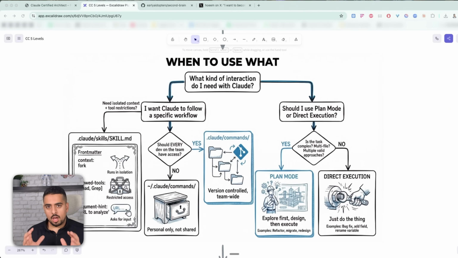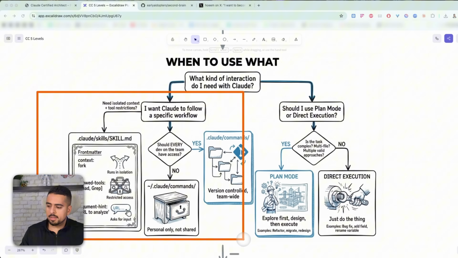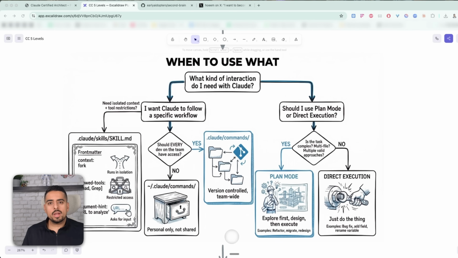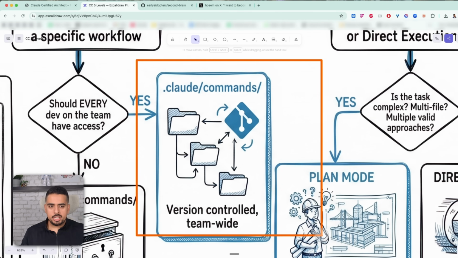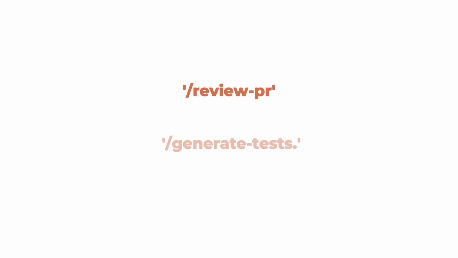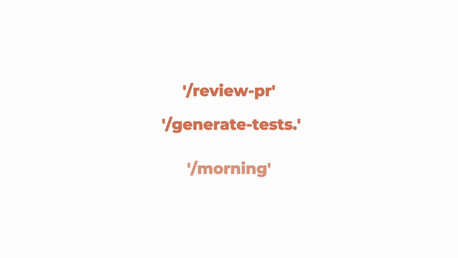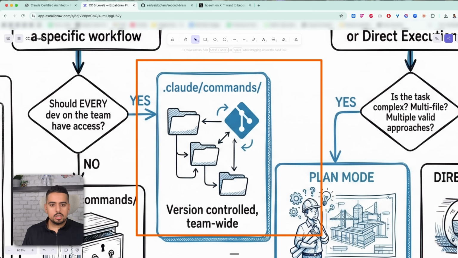So I know I'm throwing a lot at you right now, but the next section tries to bring everything together into cohesion. So it's really about when to use what, because we haven't even started speaking about things like skills, like commands, plan mode versus direct execution, when to use each. So commands are basically reusable prompts. You save them once and then you can trigger them with a slash command. So you can have /review PR, /generate tests, /morning if you want to execute a walkthrough of what your day looks like based on your calendar, your Gmail, anything you've hooked up, maybe using the Google CLI.